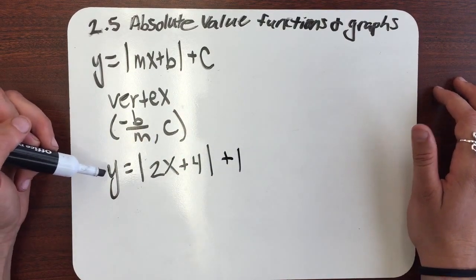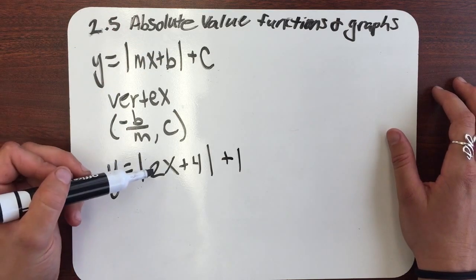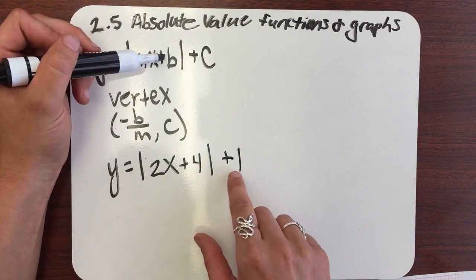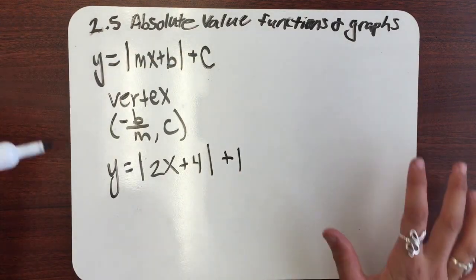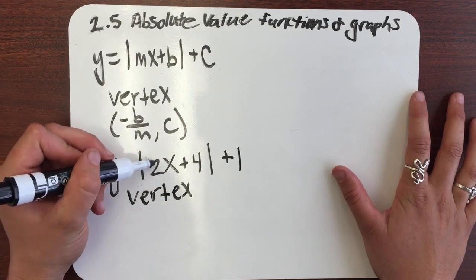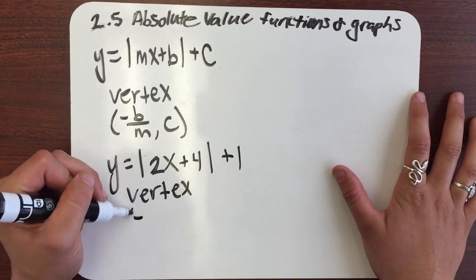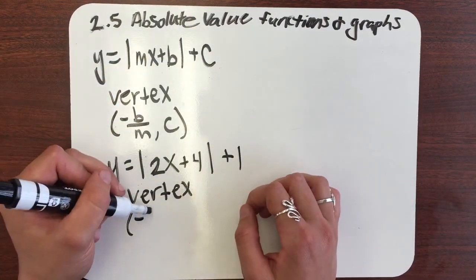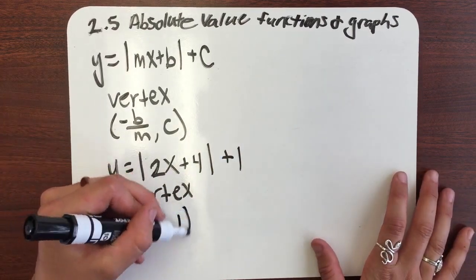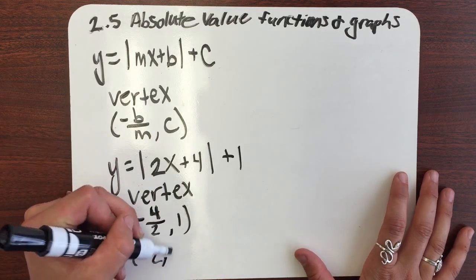So this is an absolute value function because it's in the form of absolute value of mx plus b plus c. And we can say your 2 is your slope, m, your 4 is your b, and 1 is c. So we'll first find the vertex. We use this form when your slope is not 1, and in this case, it's a 2. So the vertex is going to be negative b, which is 4, negative 4 divided by m, which is 2, comma c. That will give us a vertex of negative 2, 1.